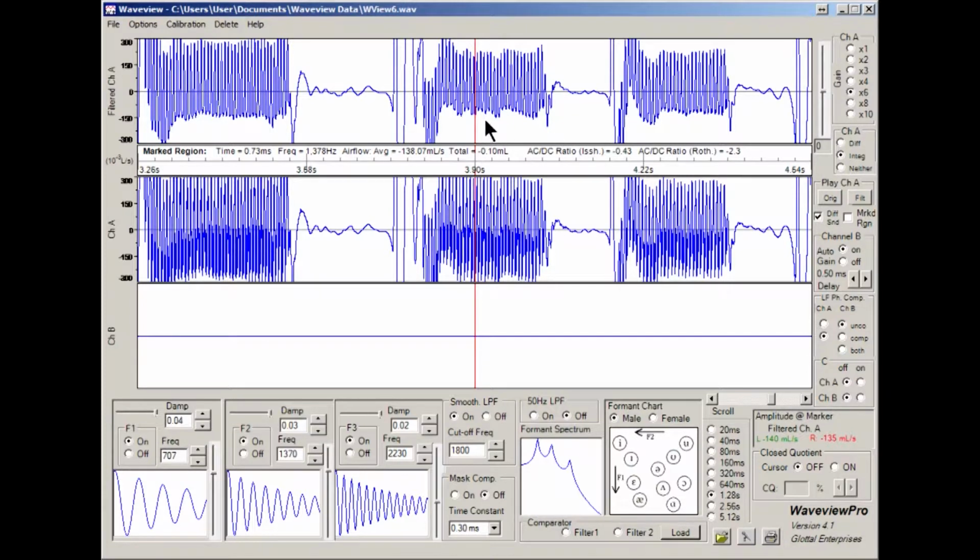And so with the inverse filtering, if you leave the velum open, the inverse filter process will not work as well. So I've ensured no nasalization during the vowel by using a P consonant. And that's it.